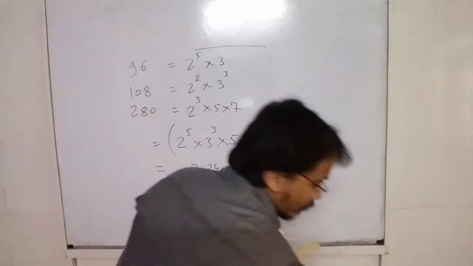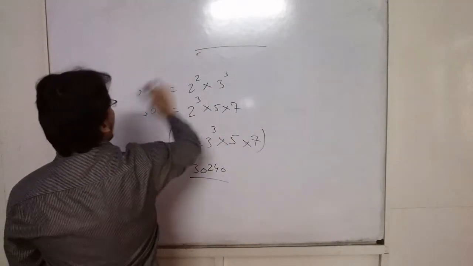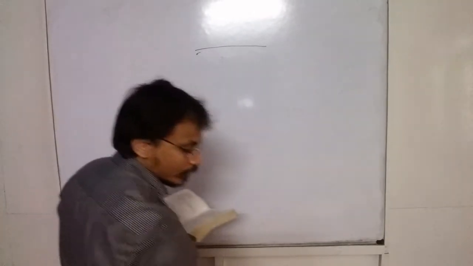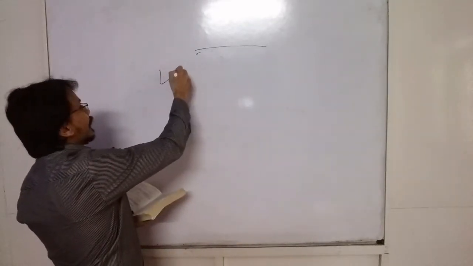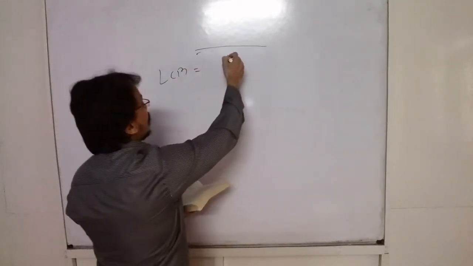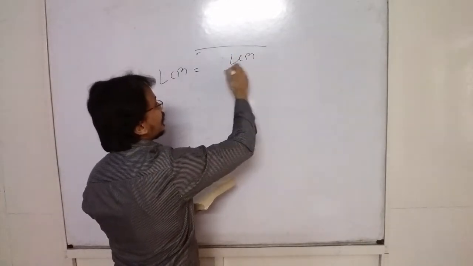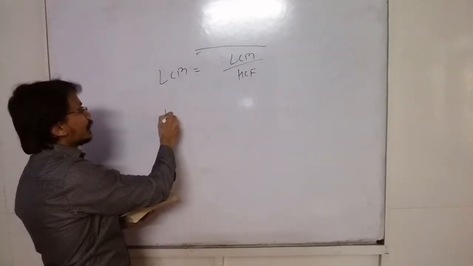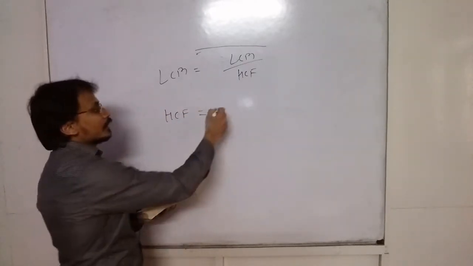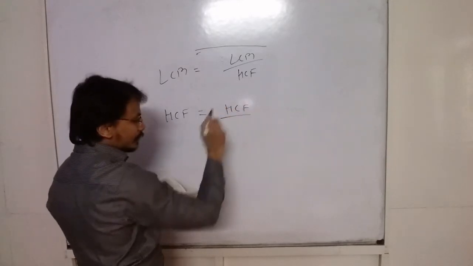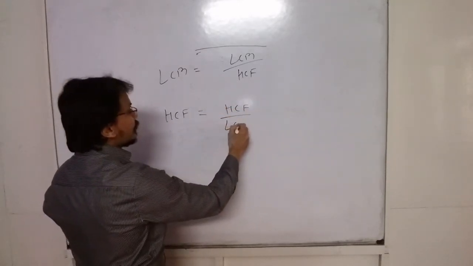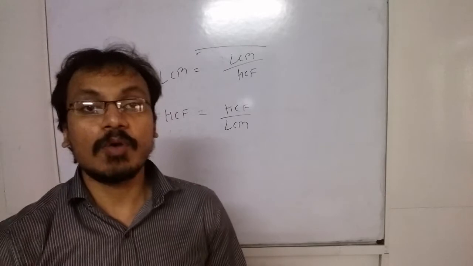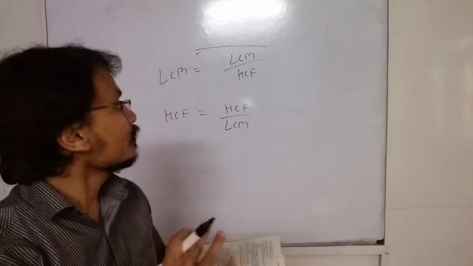I will write just whatever I have said, so it will be very easy for you to remember. Suppose they are asking you to calculate LCM of fraction, then we will be calculating LCM of numerator upon HCF of denominator. And if you are supposed to calculate HCF of fraction, you will be calculating HCF of numerator and LCM of denominator. This is the way you can calculate the LCM or HCF of any fraction.